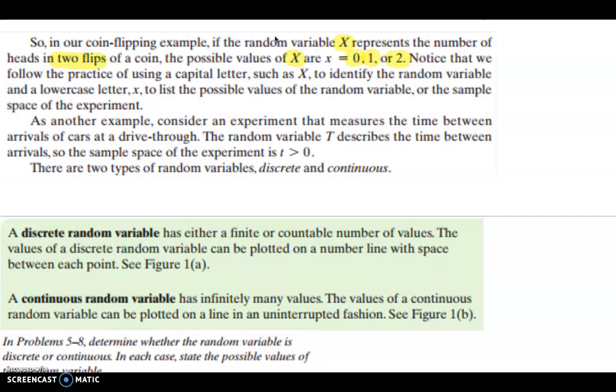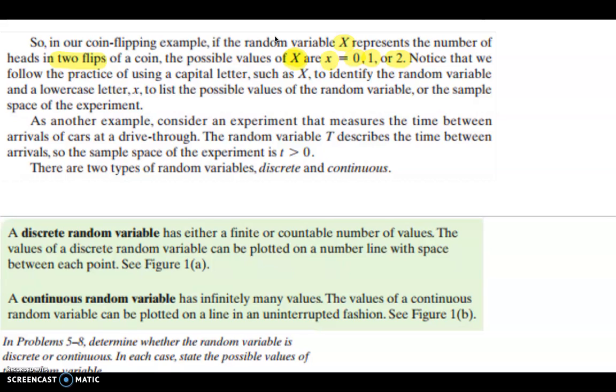So notice that we follow the practice of using capital letters such as capital X to identify that random variable, and lowercase x, or lowercase letters, to list the possible values of that random variable. So again, capital X up here, that was the random variable, is just the number of heads flipped, and then lowercase x represents the actual values that it can take on. Or you can think of it as a sample space of the experiment.